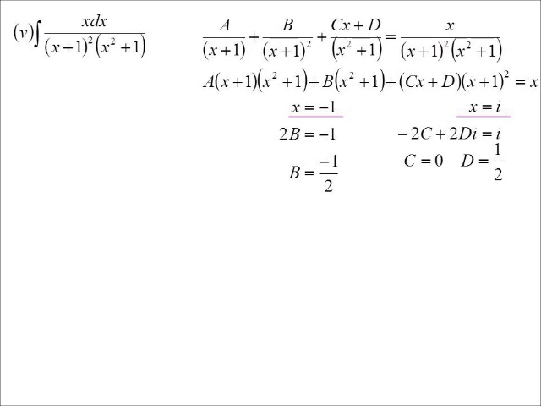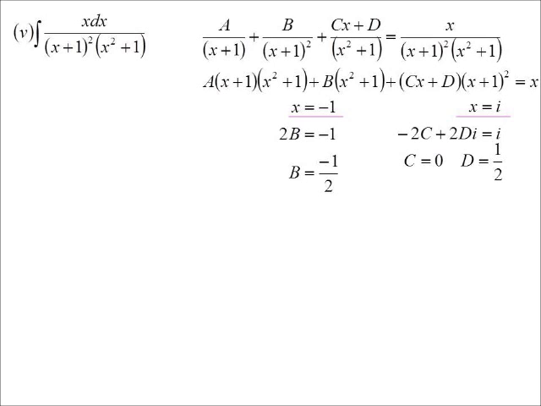First what I'm going to do is x equals -1, so the A disappears. The Cx plus D disappears as well, leaving me with just B is -1/2. So I've got B. I'm going to use i, because that will get rid of my x squared plus 1s. Does give me something a little bit more interesting to expand out, of course, because I've got i plus 1 all squared, but that's just 2i. And then Ci plus D times 2i. And then real part must equal real part, imaginary part must equal imaginary part. So C is 0, D is 1/2.